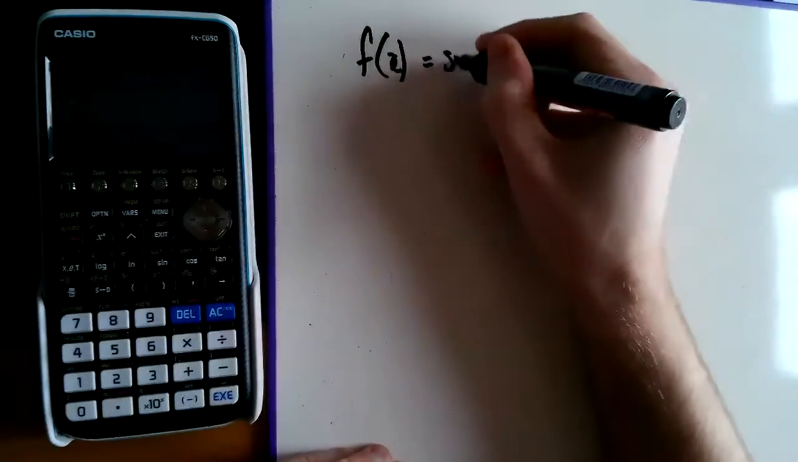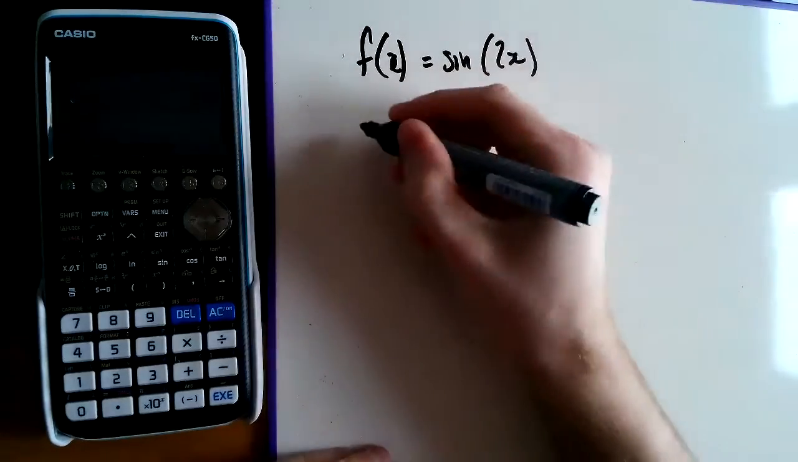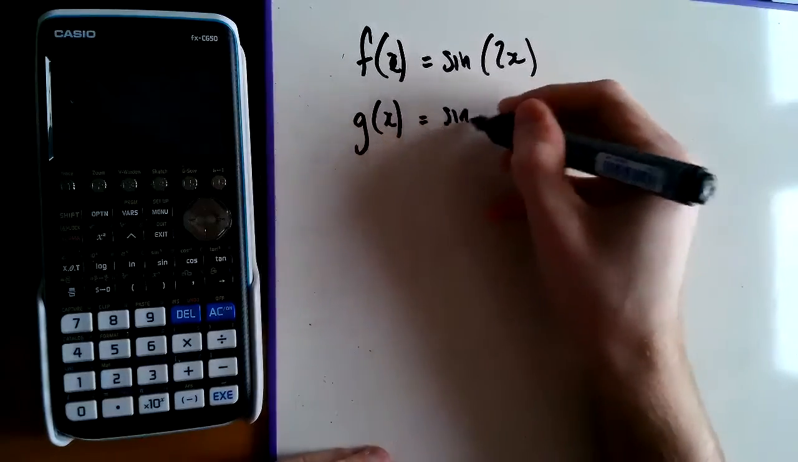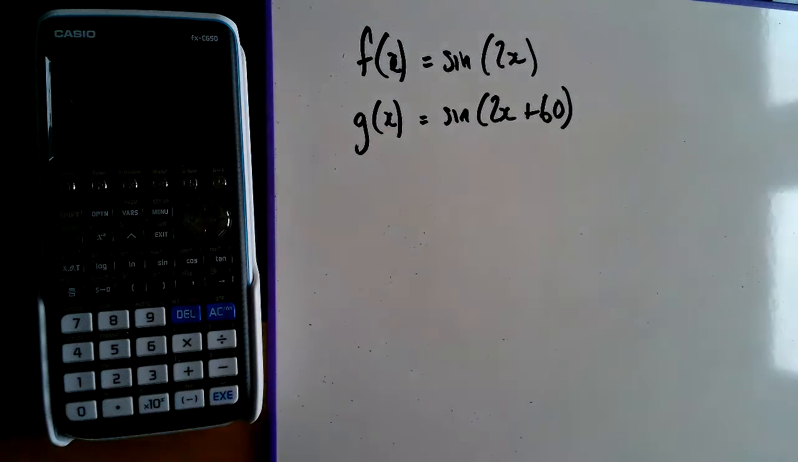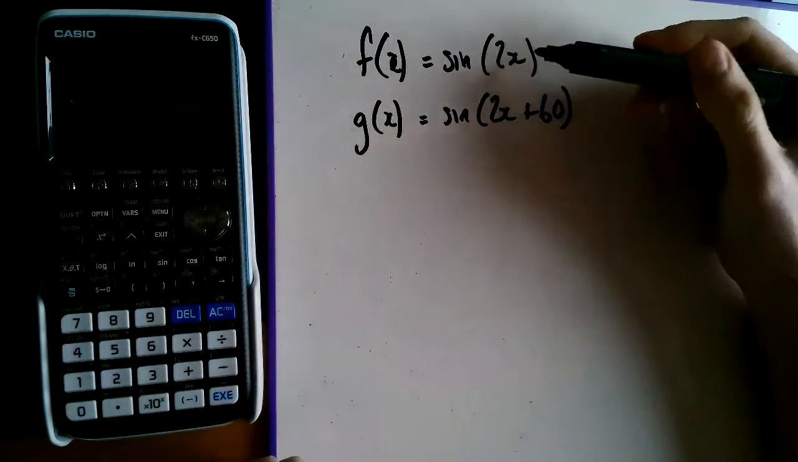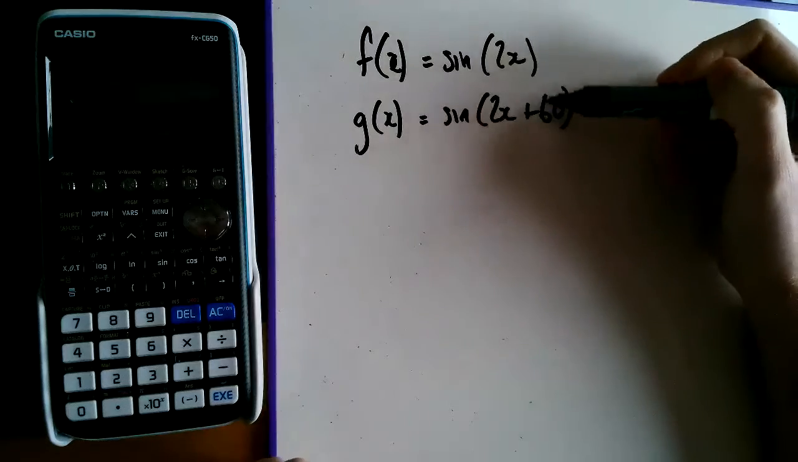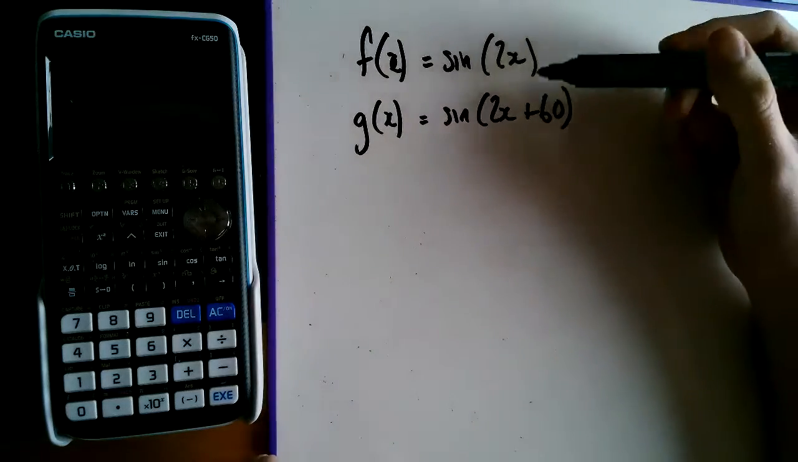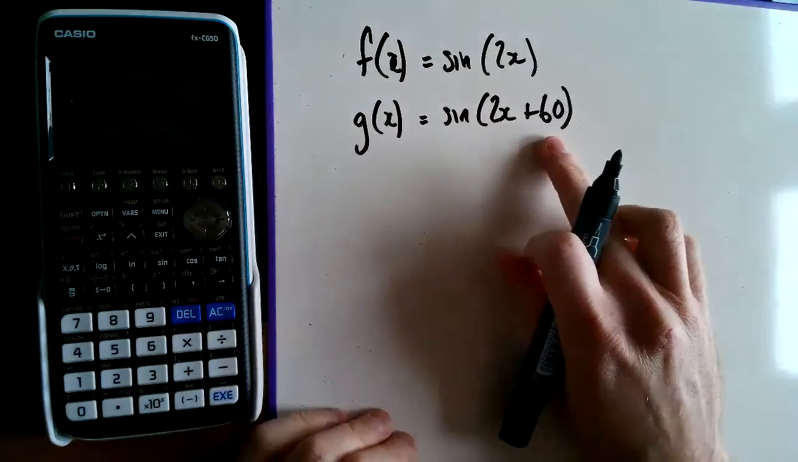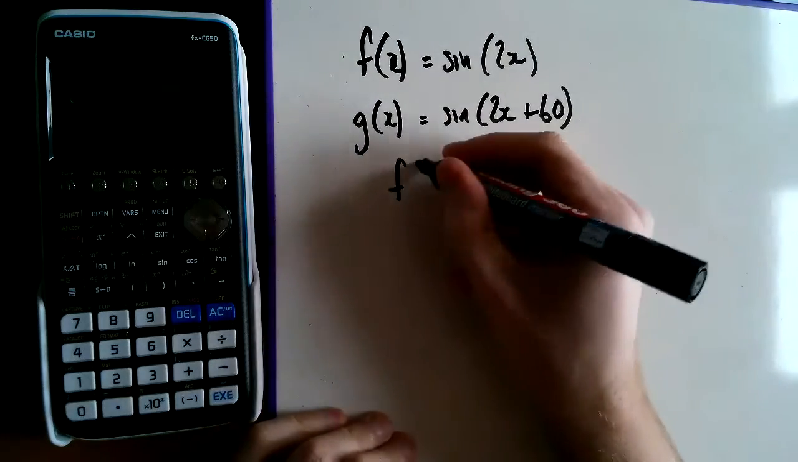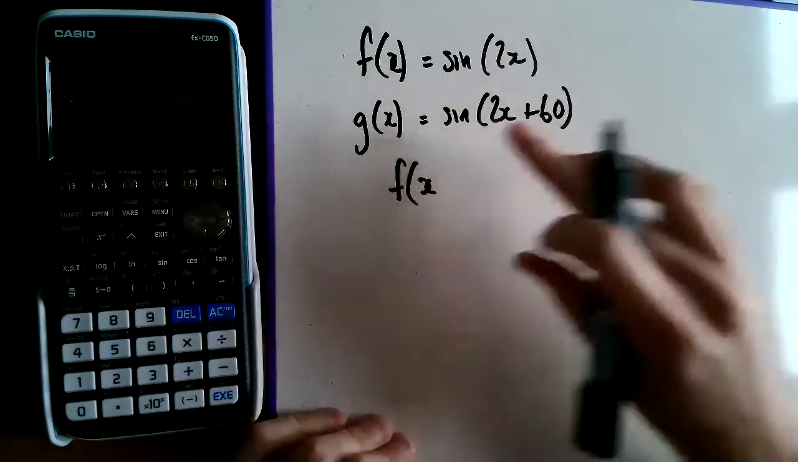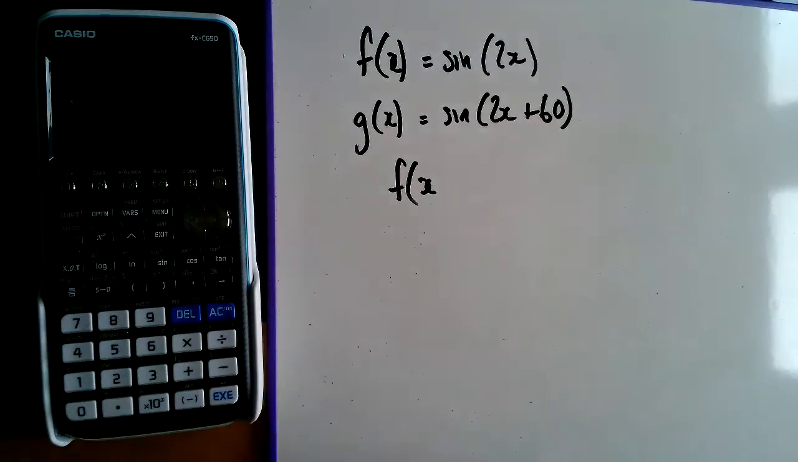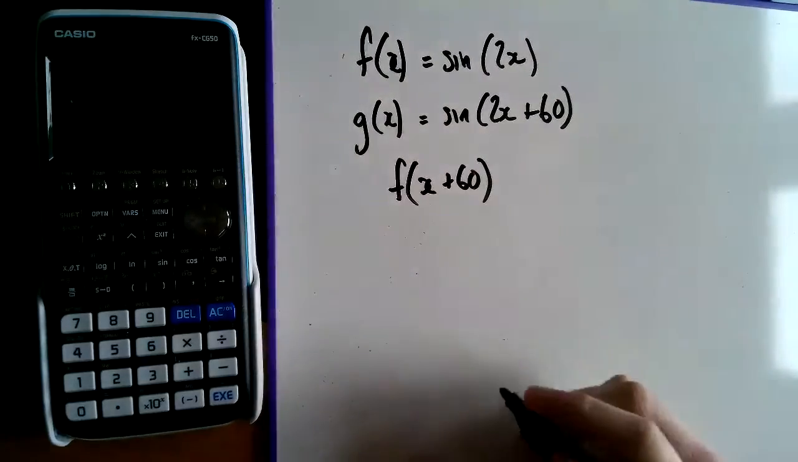Second one, we've got f of x is sine 2x, and we've got g of x is sine of 2x plus 60. And we want to figure out what the transformation is. Well, if I think about it, it's inside the bracket that's changed, so it's got something to do with x's. And all I'm doing to the x's is adding 60. So it's f of x. Actually, if I did x plus 60, let's look what would happen, because that's what you might be thinking.